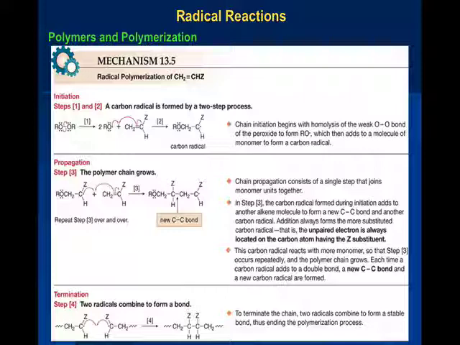And this can happen thousands of times before termination happens. And so you can end up with a very large molecule that has a molecular weight in the thousands, if not hundreds of thousands of molecular weight units. And then, of course, you can have terminations where the two carbon-centered radicals can come together, or two of these radicals, or whatever, come together and terminate the reaction.